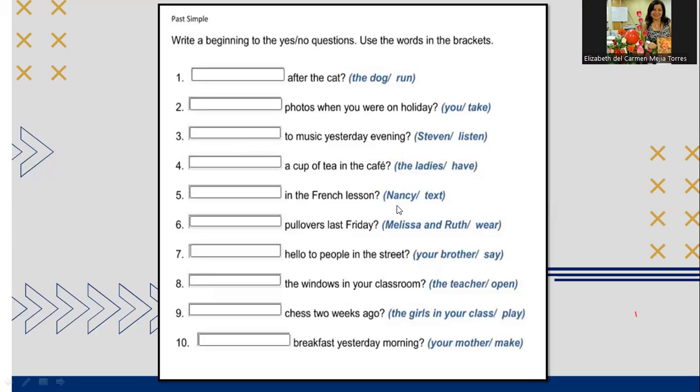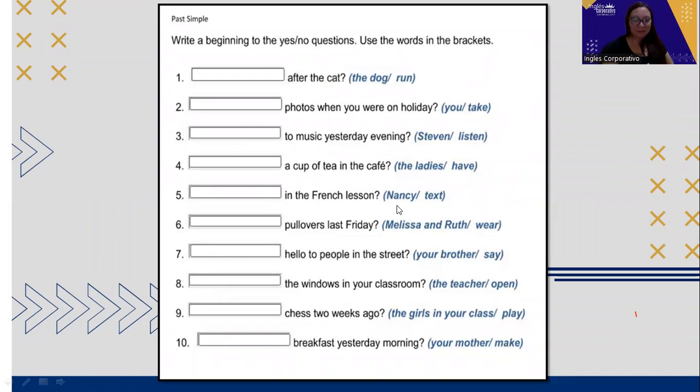Did your brother say hello to the people in the street? Yes, he did. Correct. Number eight. Did teacher open windows in your classroom? Yes, he did open the windows in your classroom. Okay. So lo que ahí sería, en vez de yes, she did open, va a decir yes, she did en la versión corta. Ahí está bien. Pero si va a decir todo, entonces quita el did. Solo dice, yes, she opened the windows in the classroom. Okay? Me paso de una vez al verbo. Exactly. Yes. Gracias. Sí, solo sin la versión larga.